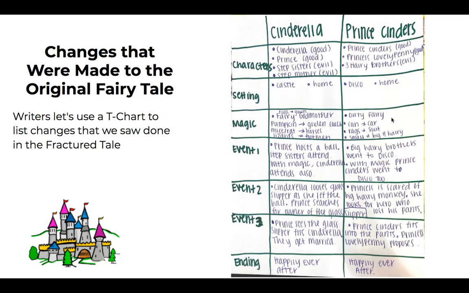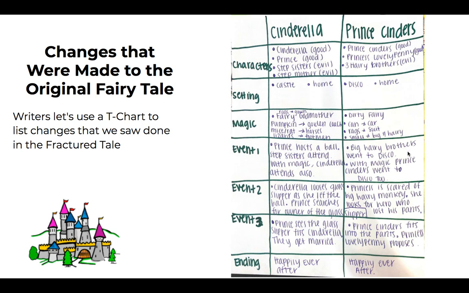All right, my magic in Prince Cinders, instead of having a fairy godmother, I had a dirty fairy. Instead of having the pumpkin turned into a golden coach, she turned a soda can into a car, a very tiny car. She turned Prince Cinders' rags into a suit. And then she made sure that he turned big and hairy like his brothers. But it didn't quite end up the way he wanted, right?